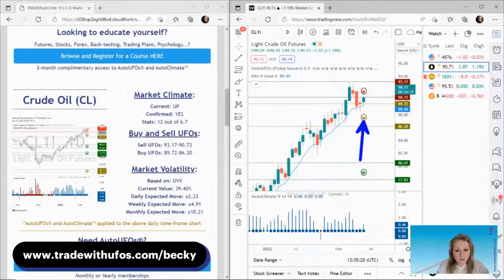We also have buyers very close below us, between 89.72 to 86.2. We also have sellers that we are within right now, literally just hit, between 93.17 to 90.73. So what we have, probability up coming from the UFO, probability up coming from the climate, probability down coming from the sellers, and probability down coming from the fact that the climate is overextended.